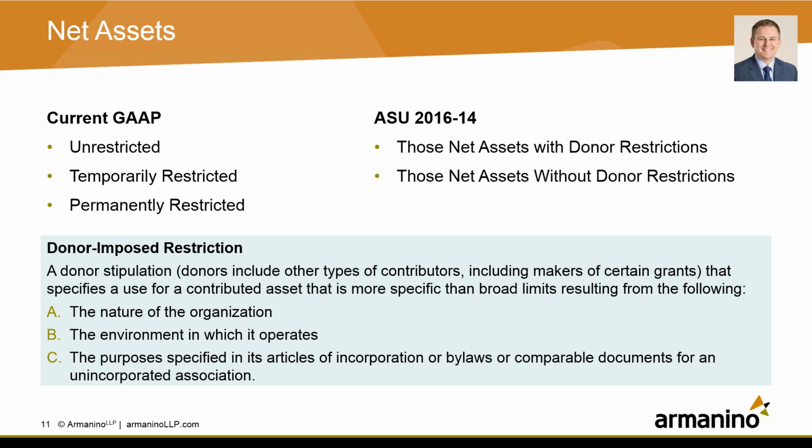But this new standard really combines what we all know as temporarily and permanently restricted net assets into a single category now called net assets with donor restrictions. And additionally, all unrestricted net assets are now labeled as net assets without donor restrictions. So you'll see down in the blue shaded section below, there's a definition of what a donor imposed restriction is, and it's not fundamentally different than what is currently under our existing standards, but there is a definition there for you.